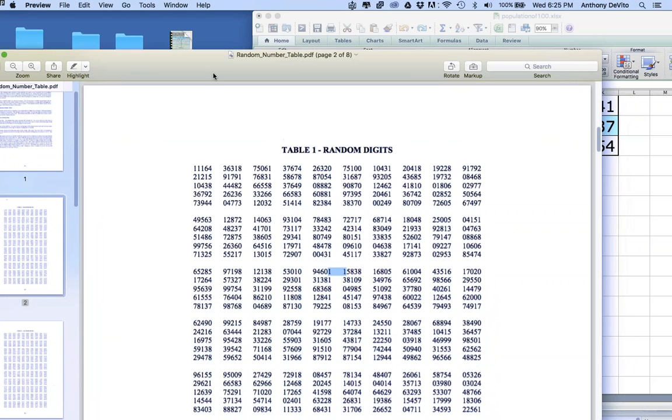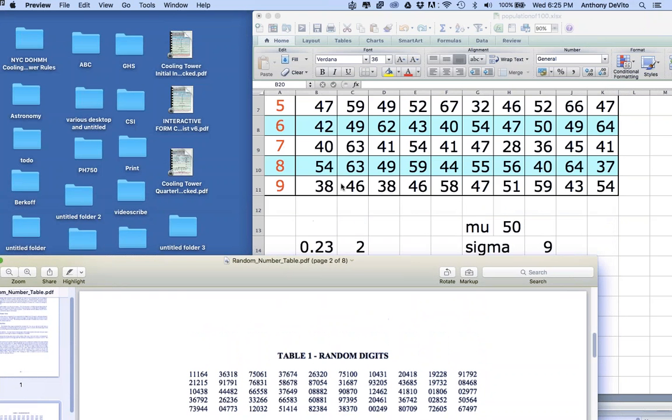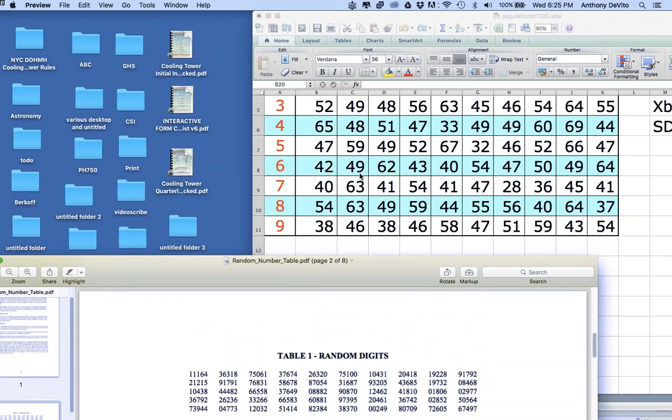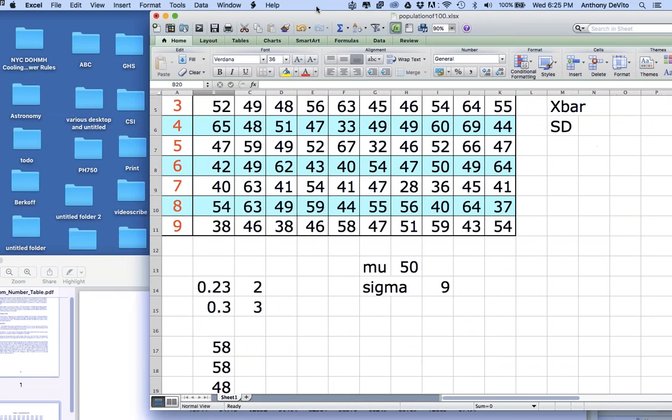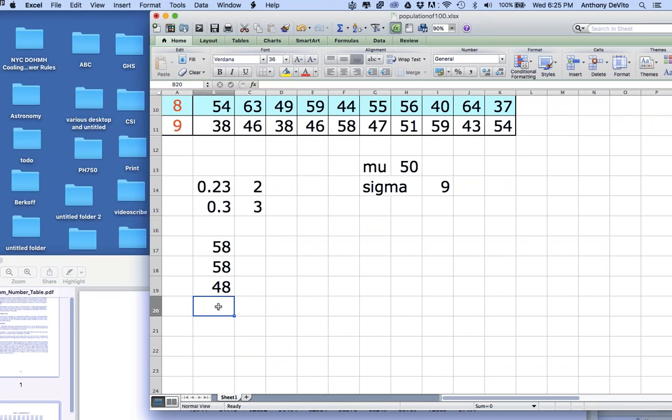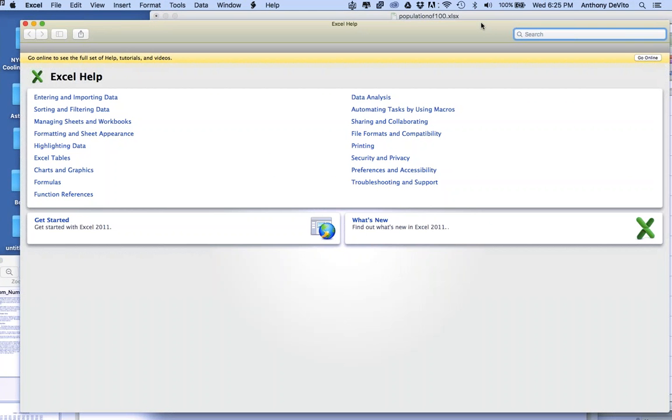So where was I? I was over here. My next one is row 5, column 8. Row 5: 0, 1, 2, 3, 4, 5, 6, 7, 8, 66. Wow, getting a lot of high numbers here. 66.